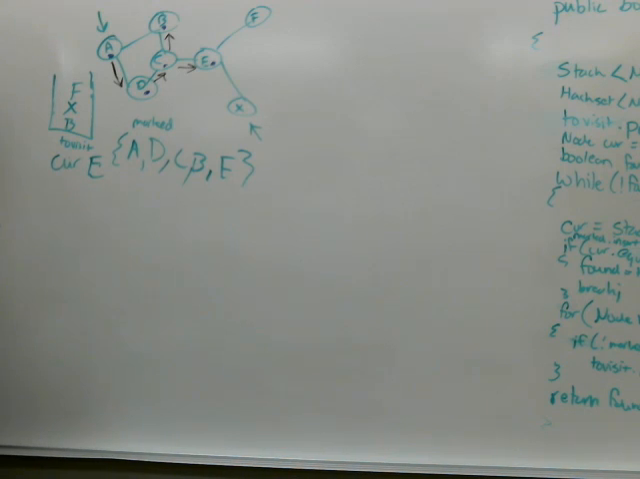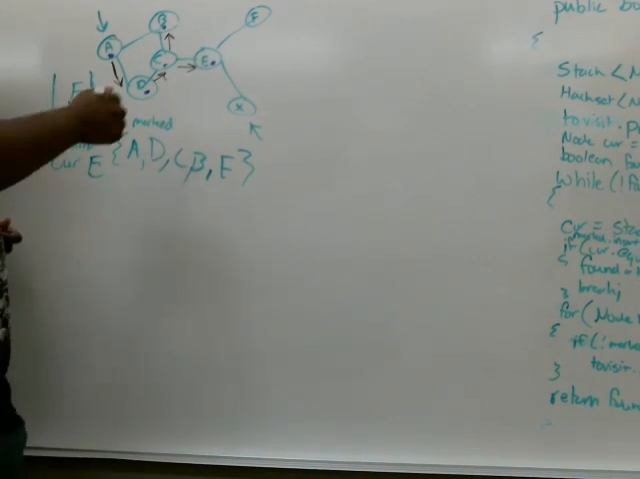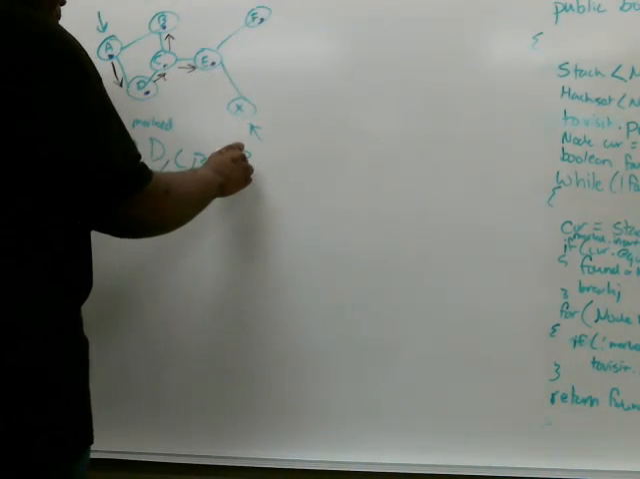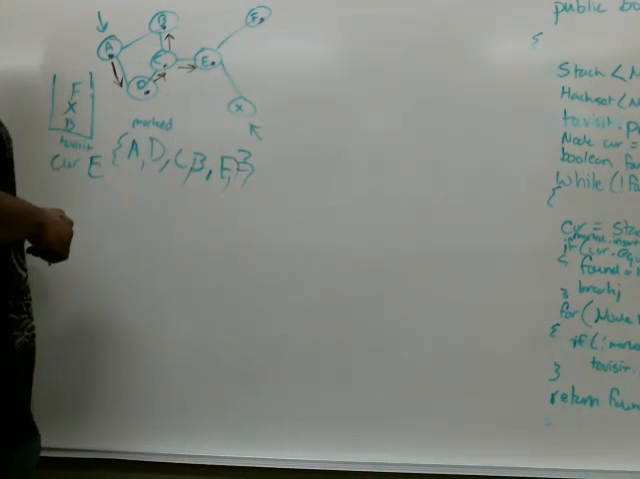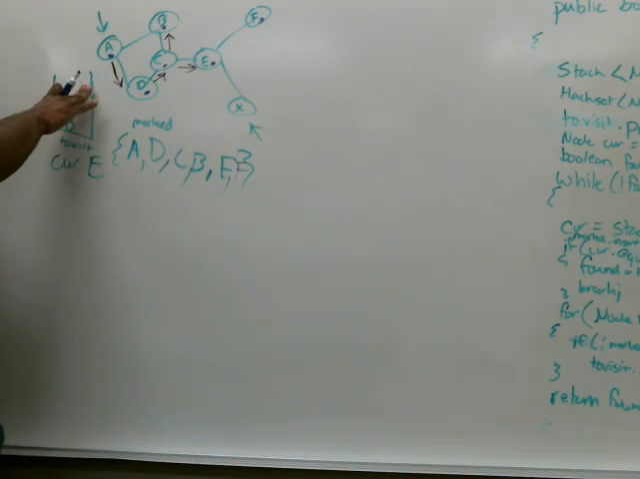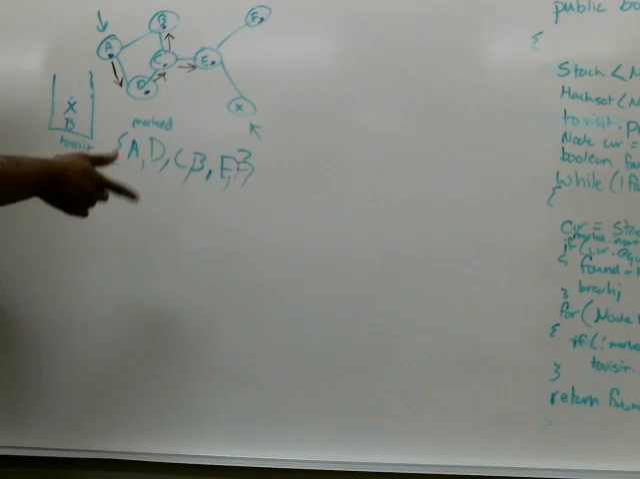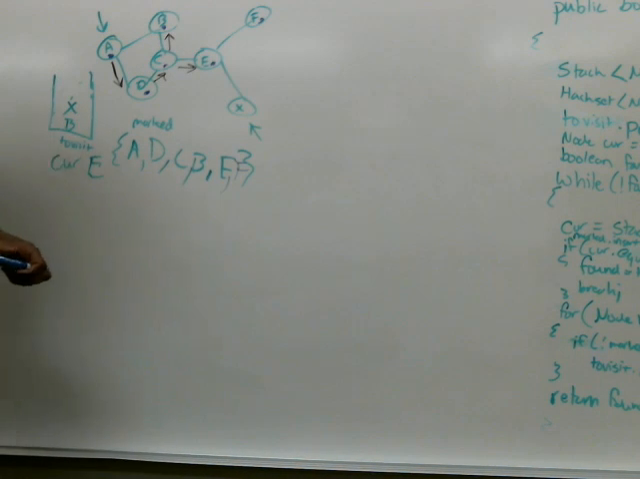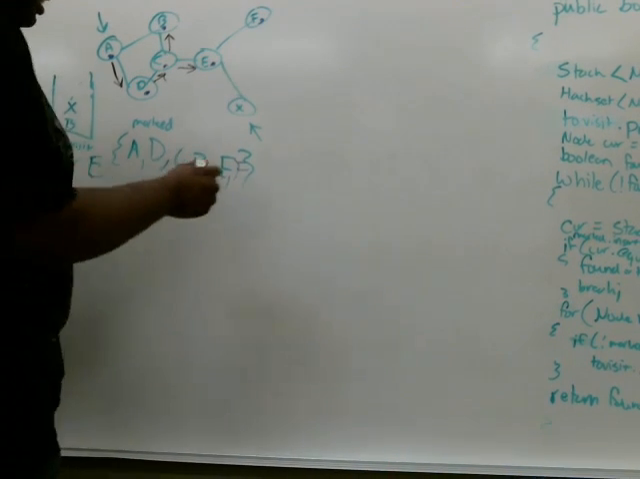Okay, so now we pop from the stack, we get F. We mark F as visited. So F has no neighbors, so we do nothing. Okay, we pop from the stack, we get X. Okay. So we mark X as visited.